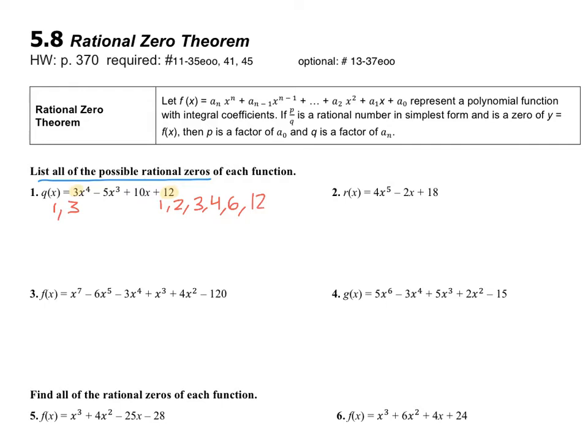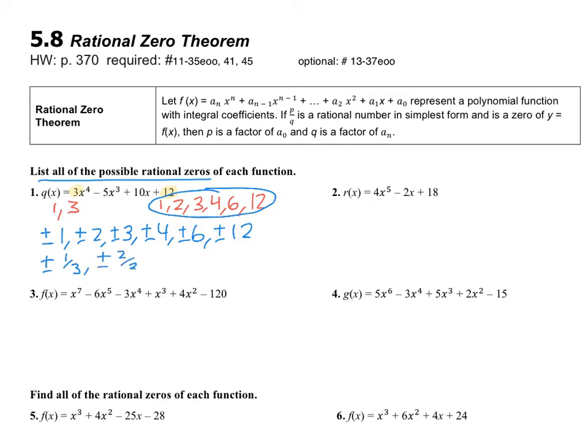So the list will start with plus or minus 1, plus or minus 2, plus or minus 3, plus or minus 4, plus or minus 6, plus or minus 12. So we divided all of these numbers by 1, and now we have to divide them all by 3. So I'm going to continue my list on the next row. Plus or minus 1/3, plus or minus 2/3. I don't need to divide 3 by 3 because we already have 1.